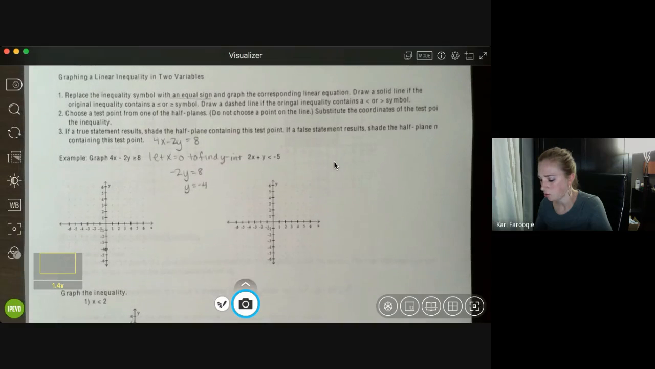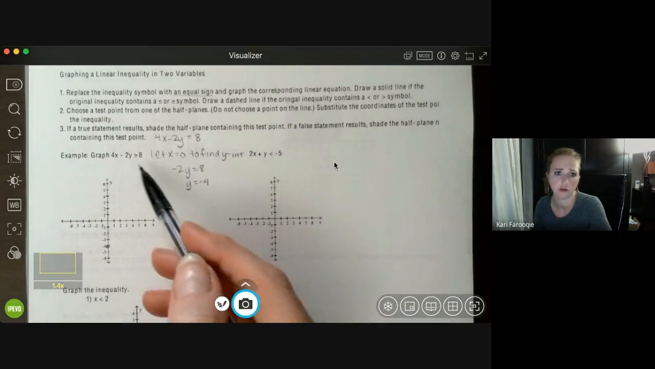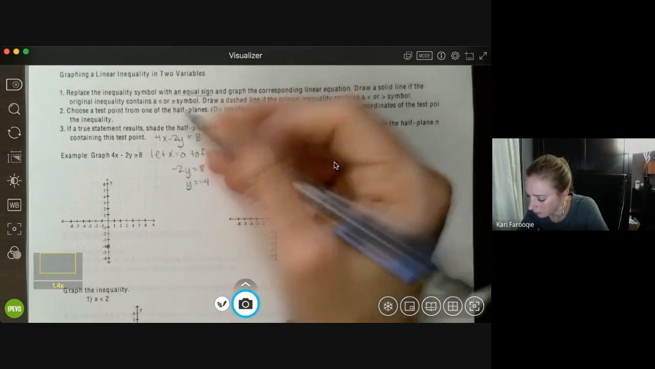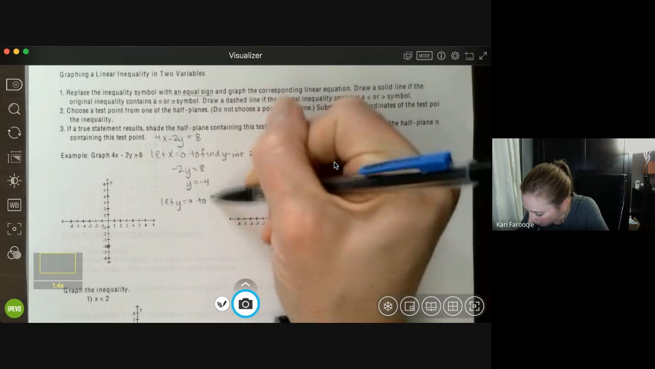And if you're wondering why she is doing this, it kind of just depends on the way the equation is given. I feel like graphing with intercepts can be very, very easy, much easier than solving this equation for y and graphing using the slope and the y-intercept. Now, let y equals 0 to find the x-intercept.